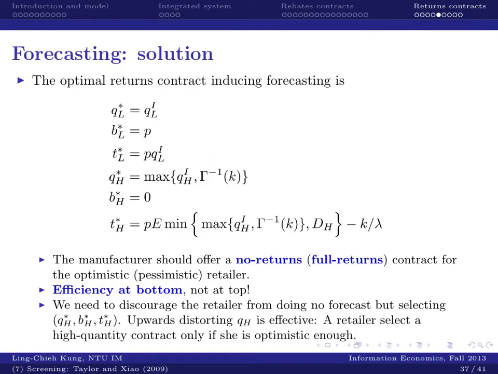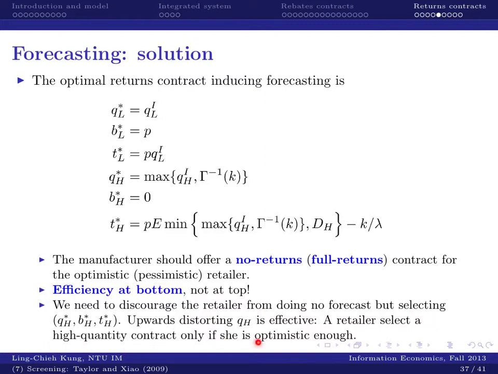The reason is that we need to discourage the retailer from doing no forecast, but selecting the contract for the high type retailer. Okay, we want to induce forecasting. So we need to make sure that it is not beneficial for the retailer to not forecast and then select one of the contracts we offer to them. Okay, and in this case, making QH higher is the effective way for preventing the retailer from doing that.